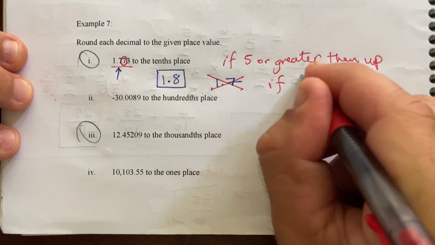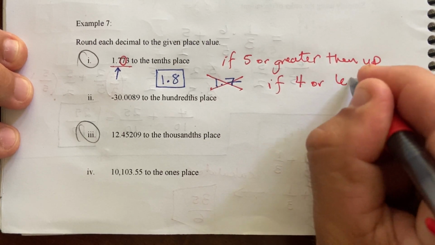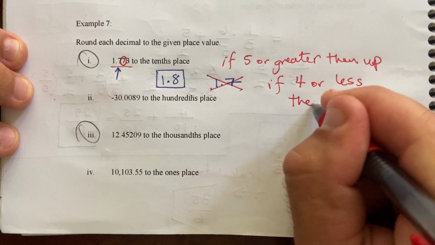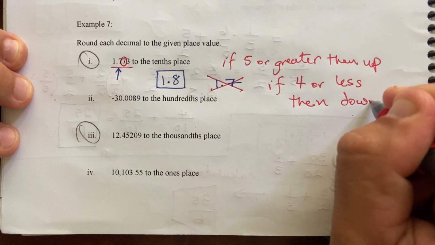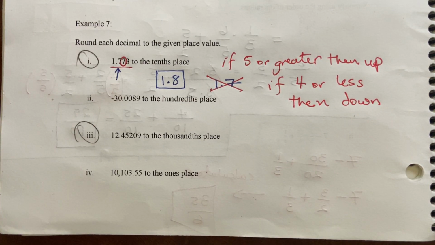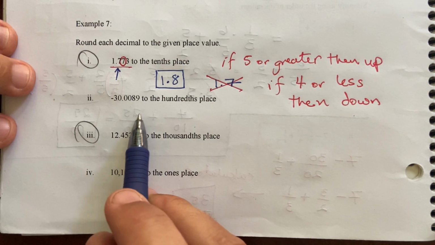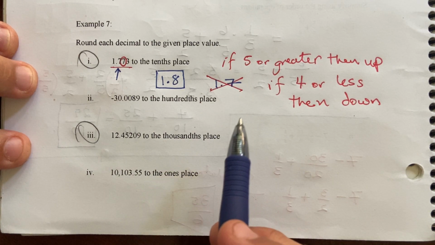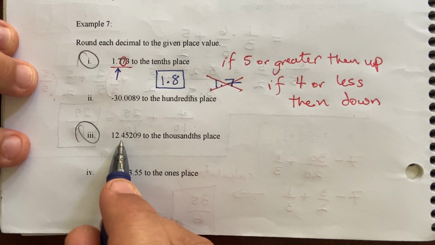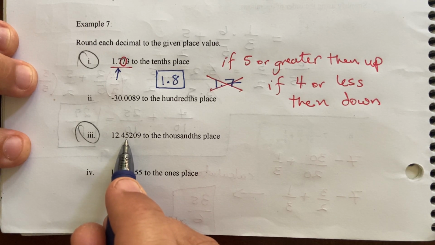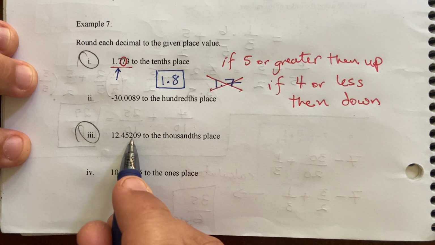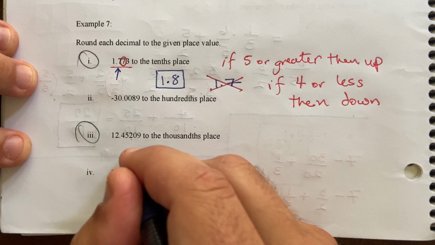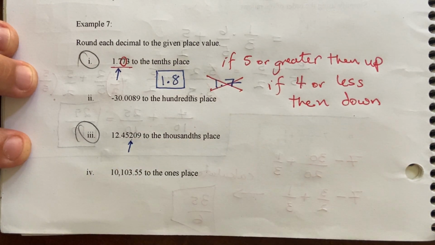If 4 or less, then we round down. Let's see if we can find an occurrence of that. So to the thousandths place. So this is the tenths place, hundredths, thousandths. So this 2 is in the thousandths place. So this is the number that we're going to be kind of extending this decimal to.